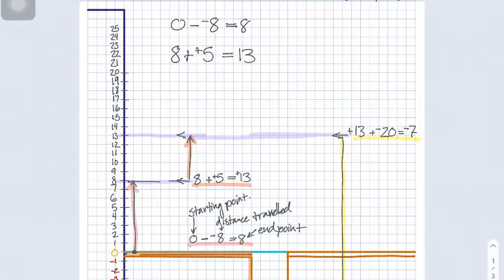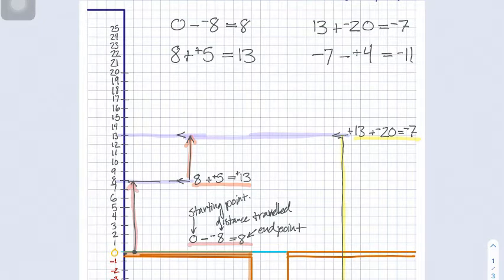And then we had 13 plus negative 20. That equaled negative 7. And then we had negative 7 minus positive 4, and that equaled negative 11.